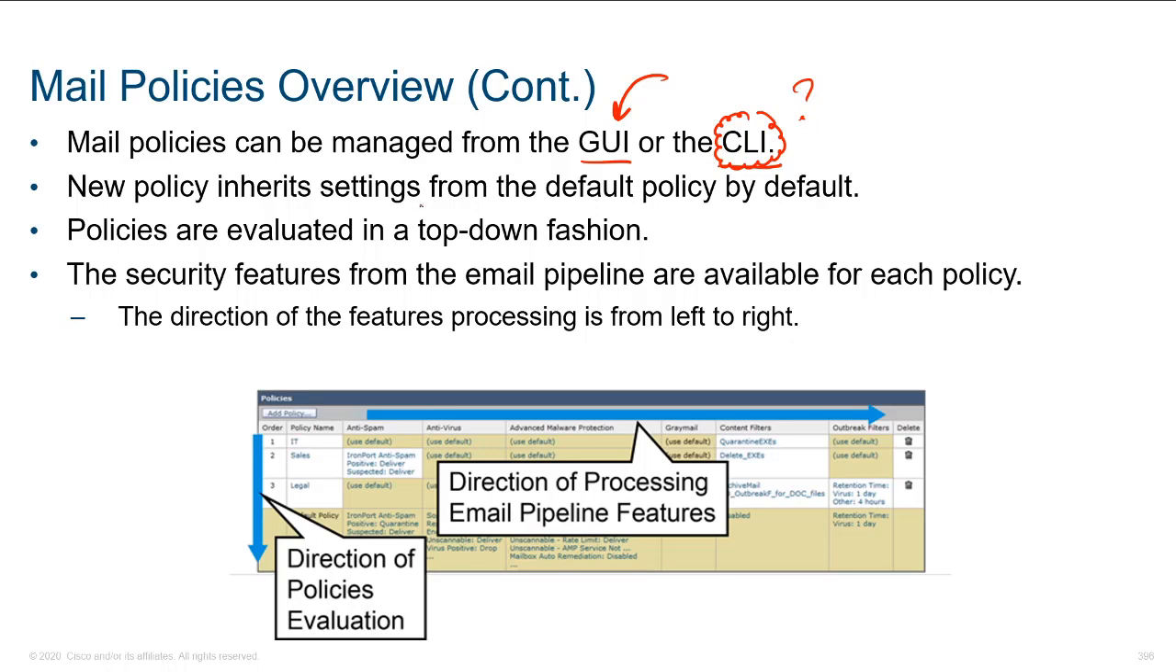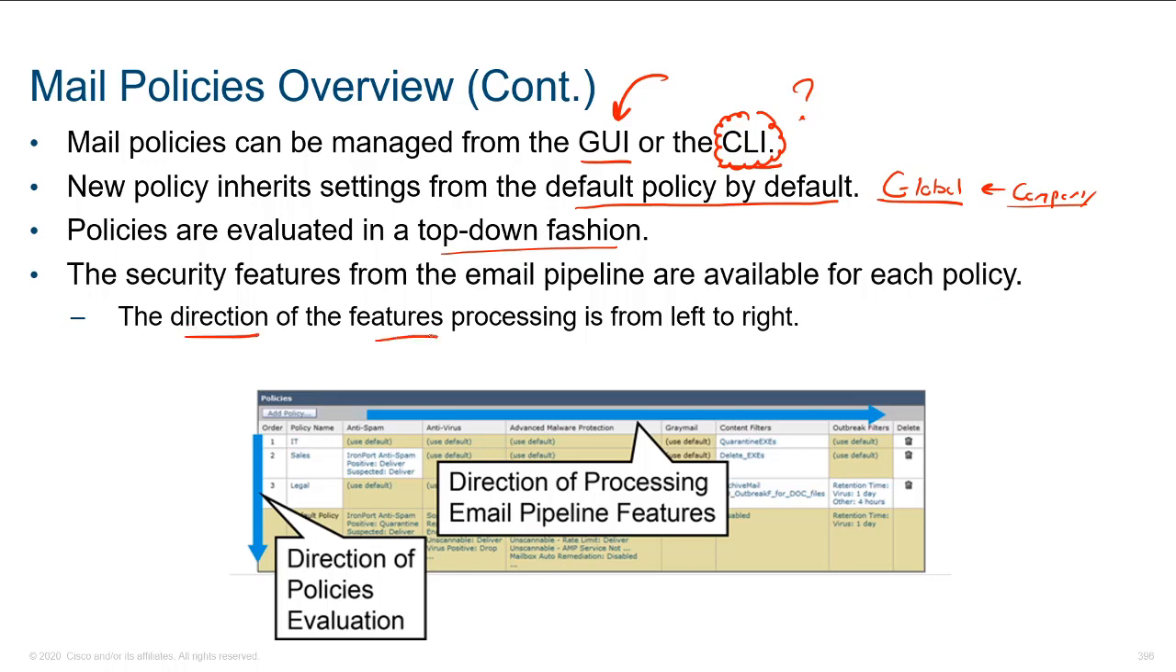New policies inherit settings from the default policy by default, meaning when you create your global policy, do this in such a way that it matches the entire company. And then what we'll do is we'll create a new group. The group is going to inherit everything that we set before. So all we've got to do is change the exceptions. This makes multiple groups easier to manage. Remember that your policies are evaluated in a top-down fashion, and the first match is going to stick. And the security features from the email pipeline are available for each policy, and they make this easy.